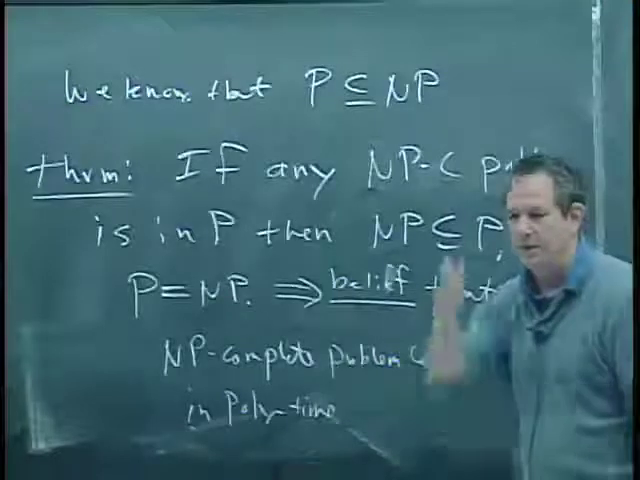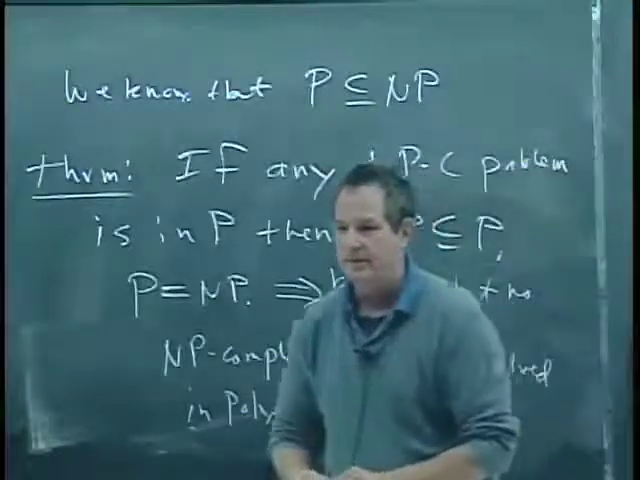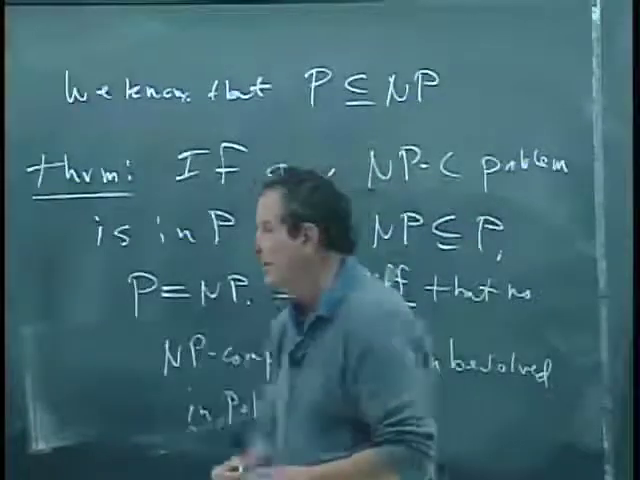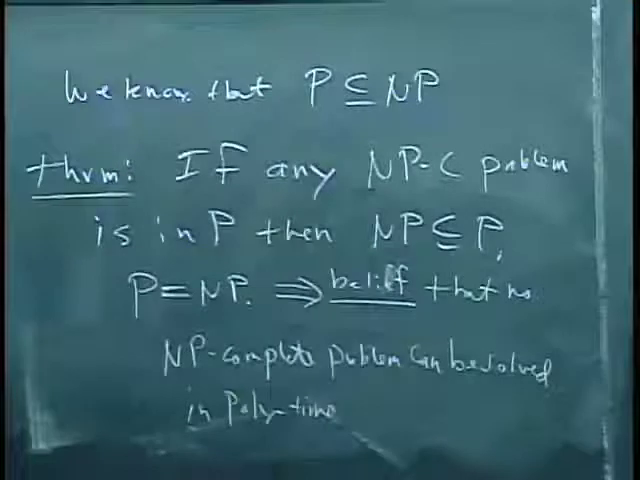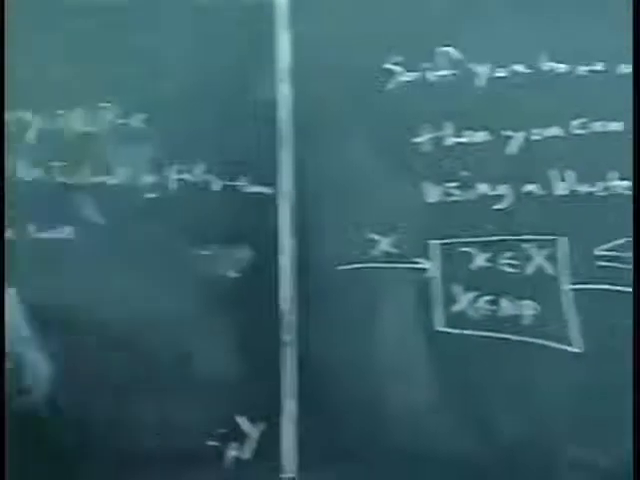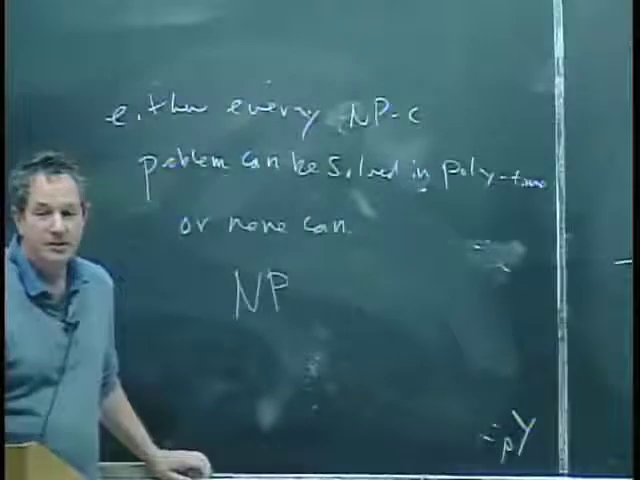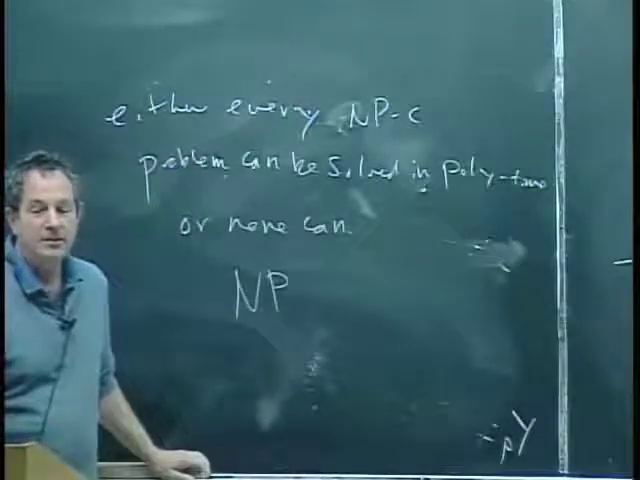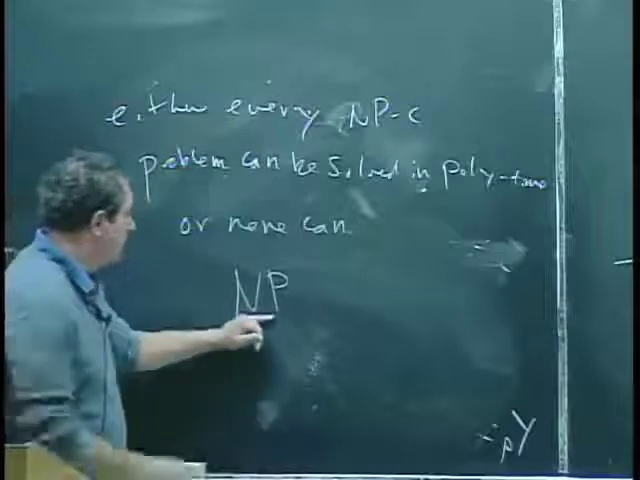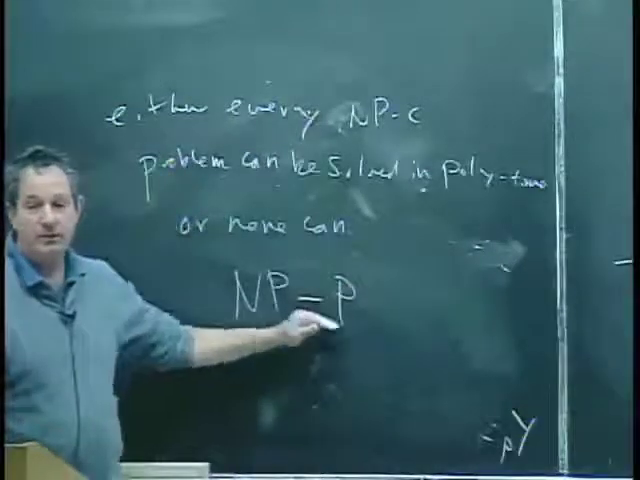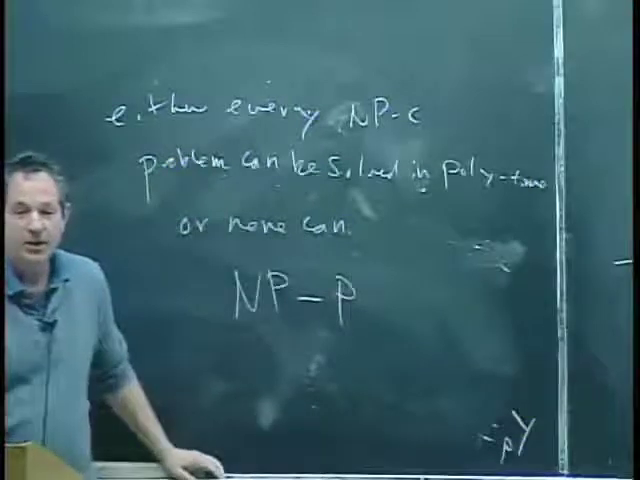I can see people, yeah. Are there any languages that are in NP that are not in P that can't be polytime reduced to another NP language? Let me parse that. Problems in NP that are not in P, that can't be polytime reduced to another NP problem. Okay, problems in NP that are not in P. Well, we don't even know any of those.